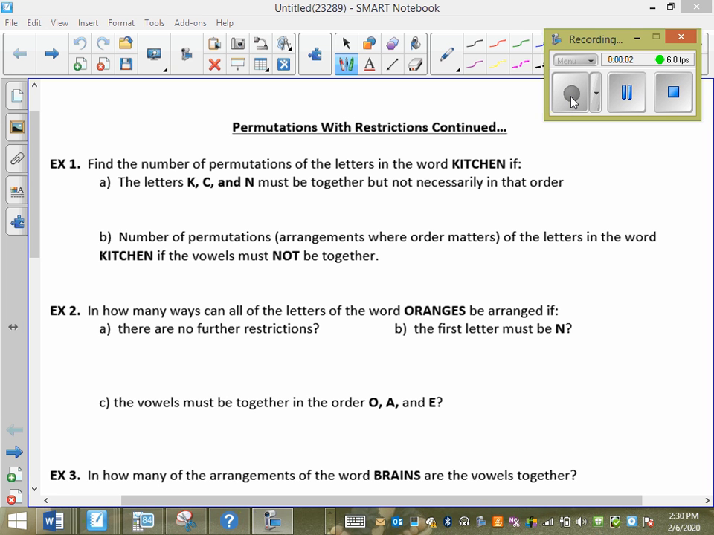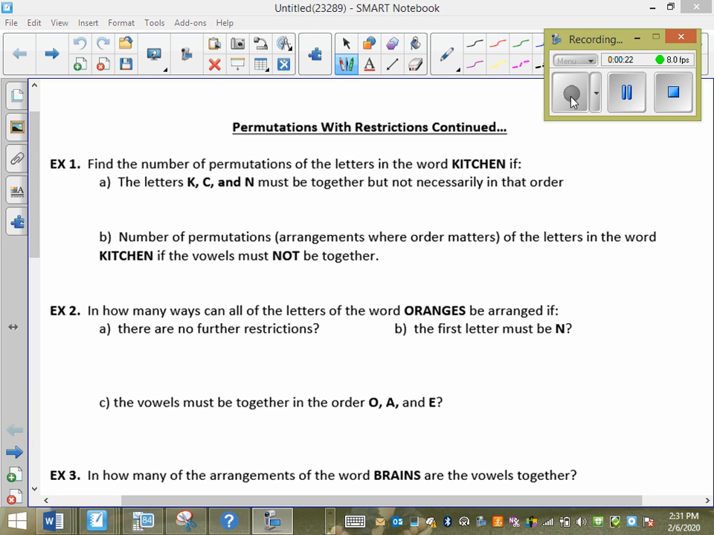Okay. We have permutations with restrictions continued. So we have: find the number of permutations of the letters in the word kitchen if the K, C, and N must be together, but not necessarily in that order. Okay? So we have to have the K, C, and N together, not necessarily in that order.